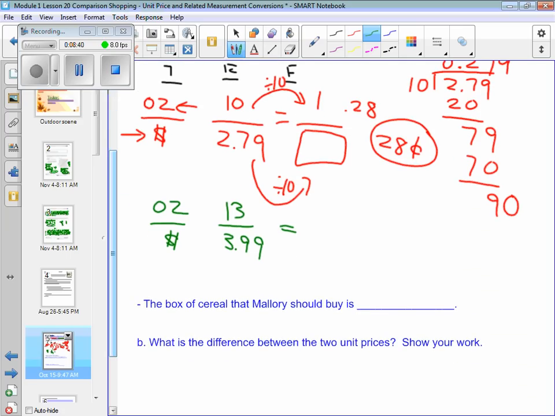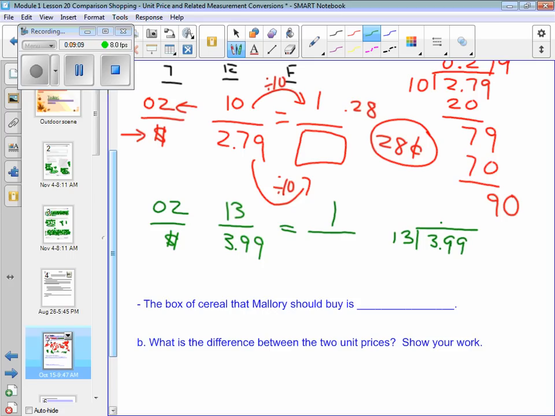What's the second ratio that we've got to use? Archie, you have to make it 1 over what we're trying to find. So now we've got to do our division, and it's 13 into $3.99. Let's do it.